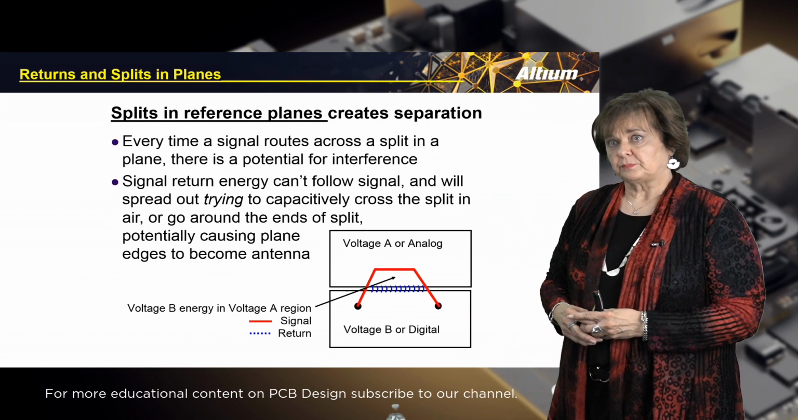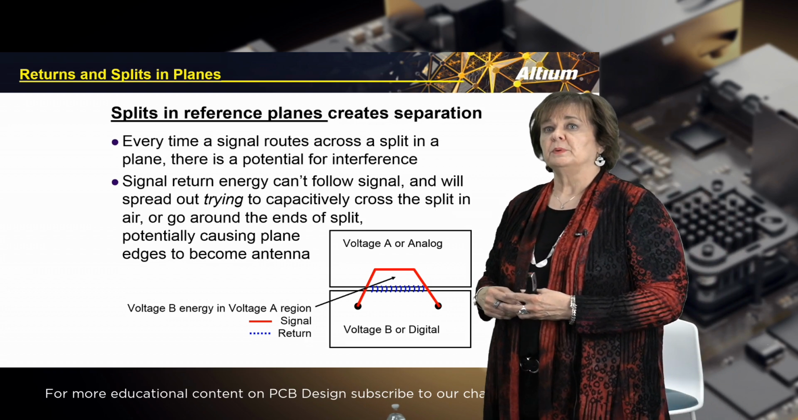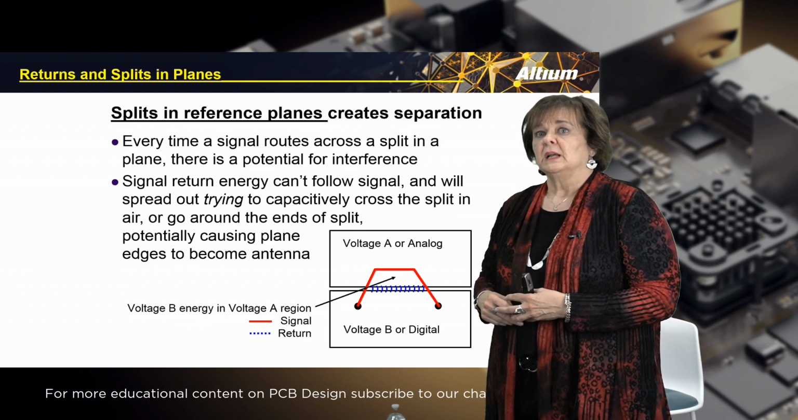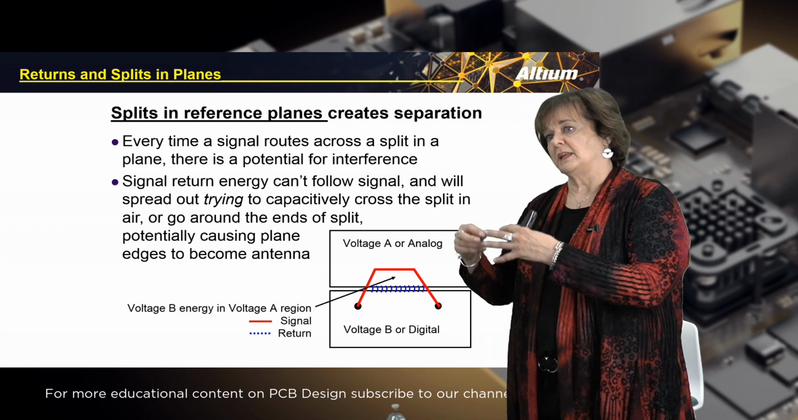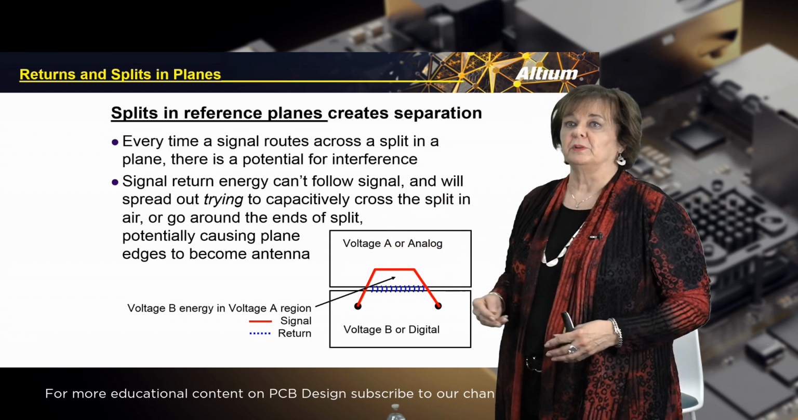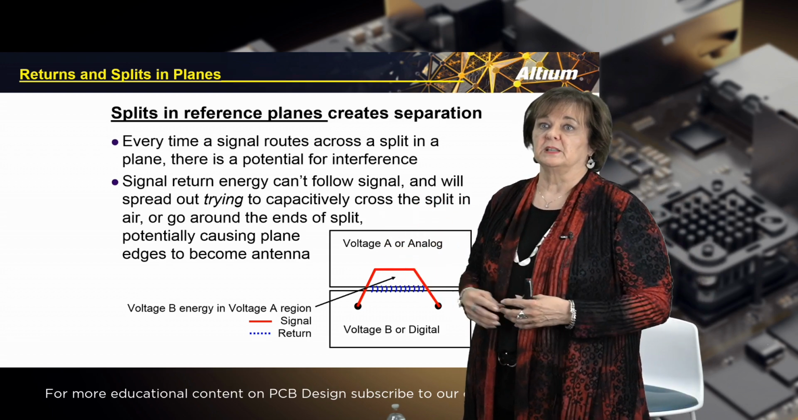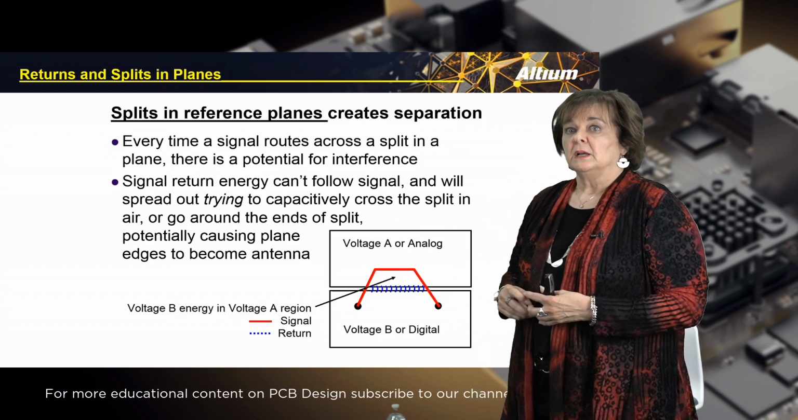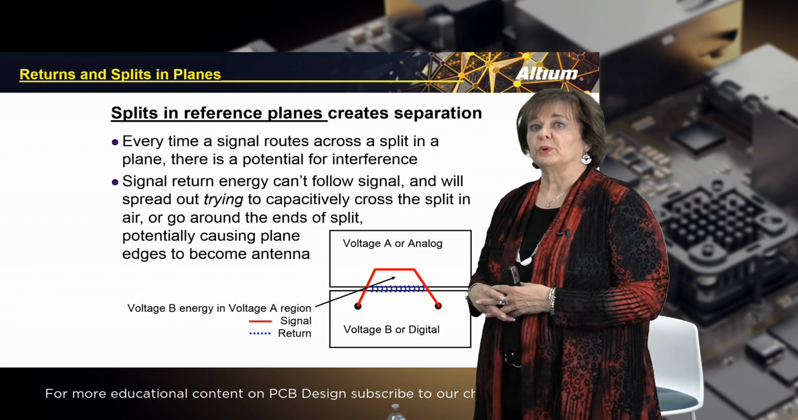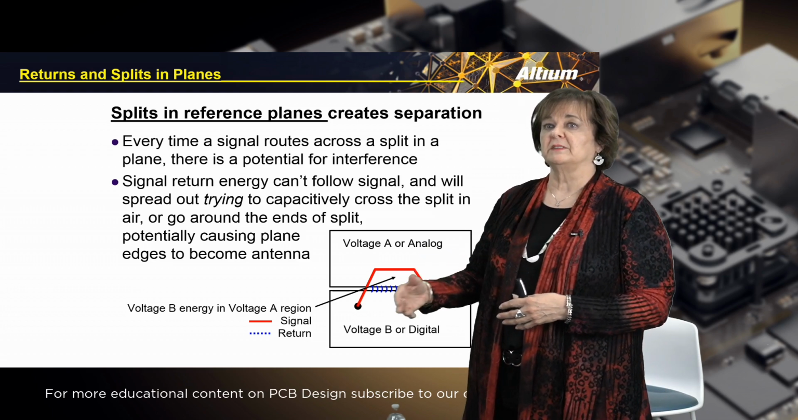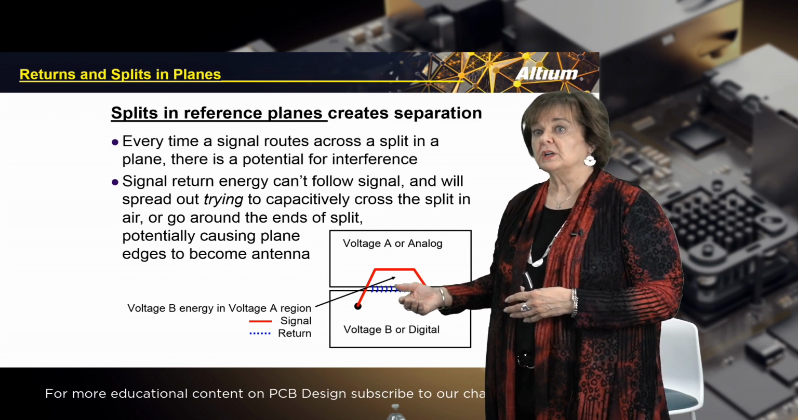Splits create a separation. We never want to have separation between the signal and its return. Every time a signal routes across a split, there is a potential for that energy to find a different pathway back to the source. If it finds a different pathway, it's going to be someplace that we did not want it to be. Signal return energy can't follow the signal, and it will spread out trying to capacitively couple across this opening. If the opening's too big, it won't be able to couple across.